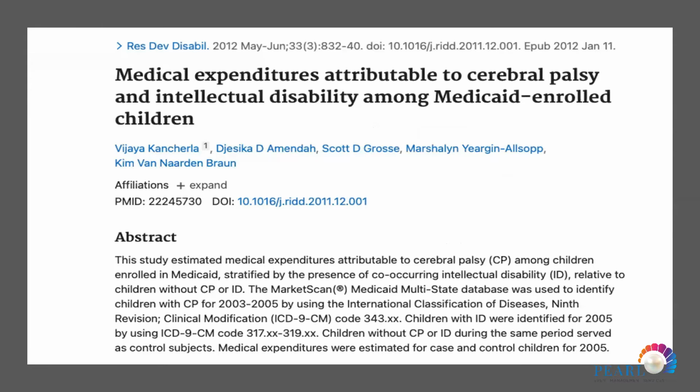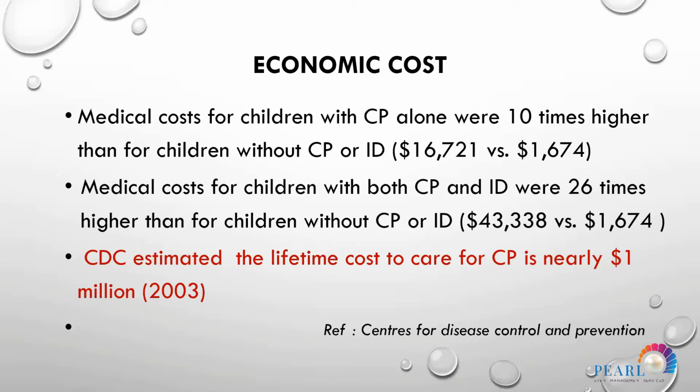And there is another study which was published from the United States, where they estimated the medical expenditures attributed to CP among children who were enrolled with Medicaid, stratified by the presence of co-occurring intellectual disability, relative to children without CP or intellectual disability. And they found that the medical costs for children with CP alone were 10 times higher than for children without CP or intellectual disability: 16,000 versus 1,600. And medical costs for children who had both cerebral palsy and intellectual disability were about 26 times higher, 43,000 versus 1,600. So it's a high difference.